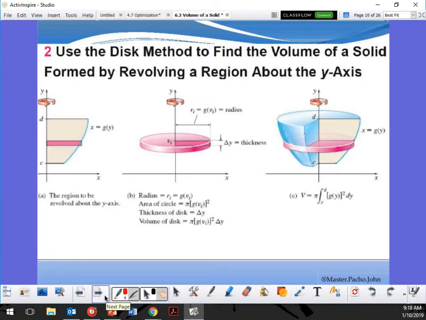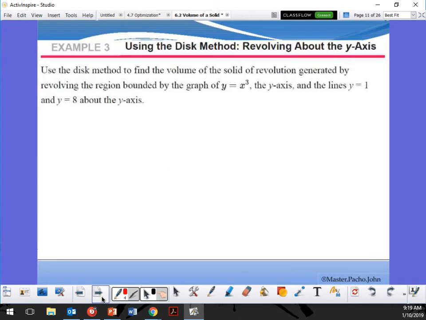Okay, so use this method to find the volume of a solid formed by revolving a region around the y-axis. Okay, so we're going to do this around the y-axis. So that means my function needs to be in terms of y. If I'm revolving on the y-axis, I have to have terms of y, and I should end up with a dy.